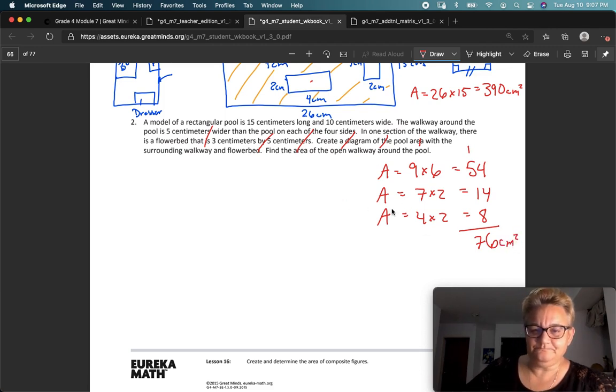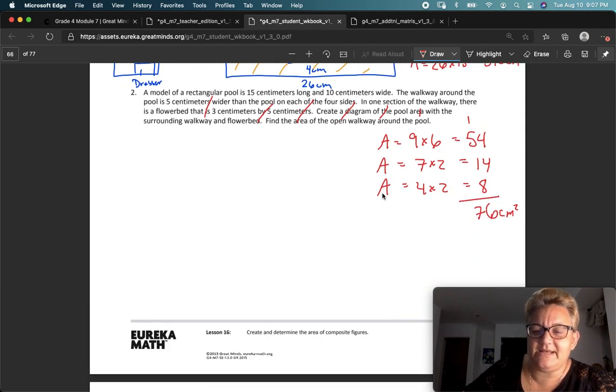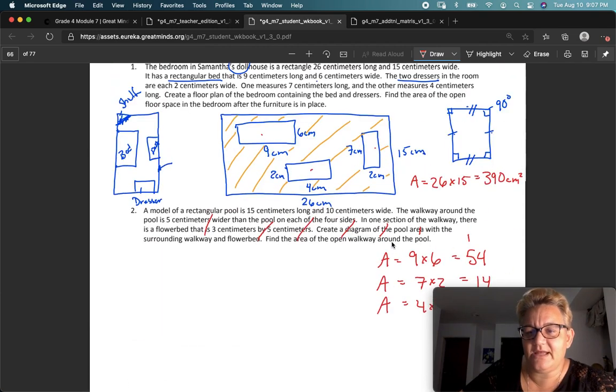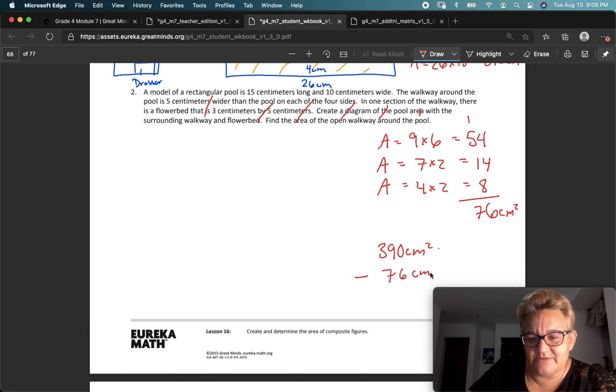Okay, now I know how much space the furniture is using, and I know how much space the whole thing is. So to find the leftover, to find the yellow parts, I need to subtract that, don't I? So I'm going to take my 390 centimeters squared, and I'm going to subtract my 76 centimeters squared, and that's going to give me the leftover.